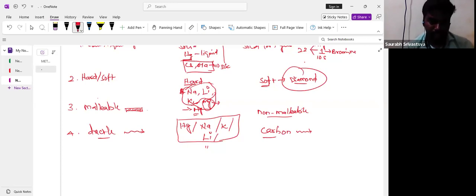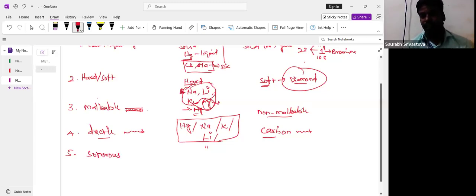The next case is the fifth one, sonorous nature. Sonorous nature means when you hit the hard surface of the metal, it will make an echo sound, that means a ringing sound, like a bell. In temples, they keep a bell, no? It makes a sonorous sound. In that category also, mercury, sodium, potassium, lithium won't show the sonorous nature. Every remaining metal will show the sonorous nature.